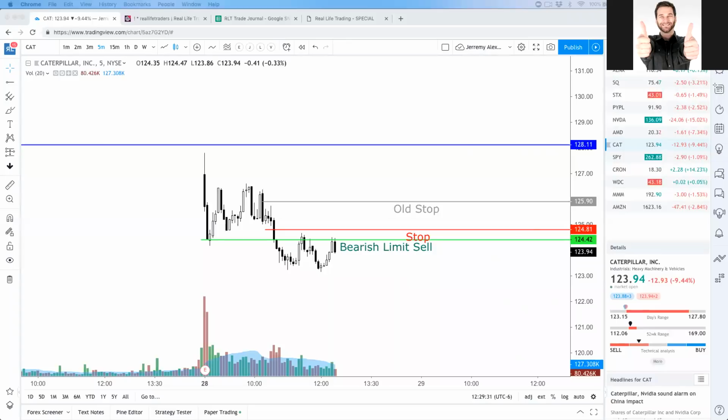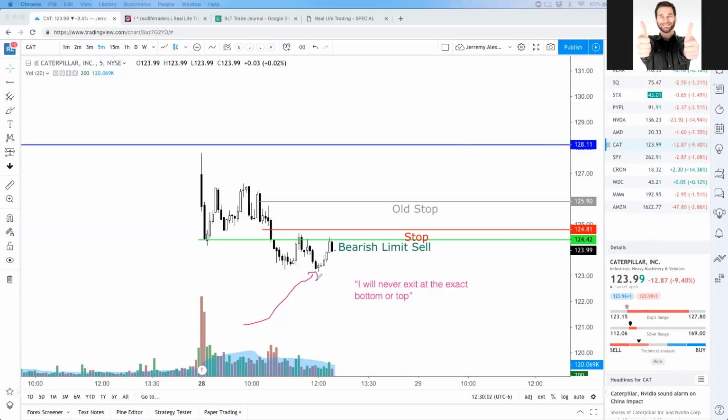One of the things that helped me immensely in my trading was understanding this: I will never exit at the exact bottom or top. Me telling myself that over and over really does help when I'm getting into a trade. Most people will think, well, what if it goes lower? Yeah, it probably will. In fact, there's almost a guaranteed chance that it's going to go lower, because I'm never going to get out at the exact top or the exact bottom. It just won't happen. It's so rare for that to occur.